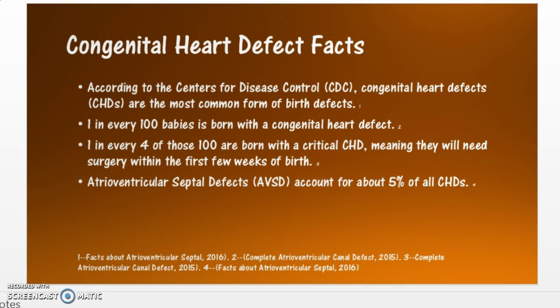According to the Centers for Disease Control, CDC, congenital heart defects, CHDs, are the most common form of birth defects. 1 in every 100 babies is born with a congenital heart defect. 1 in every 4 of those 100 are born with a critical CHD, meaning they will need surgery within the first few weeks of birth. Atrioventricular septal defects, AVSD, account for about 5% of all CHDs.